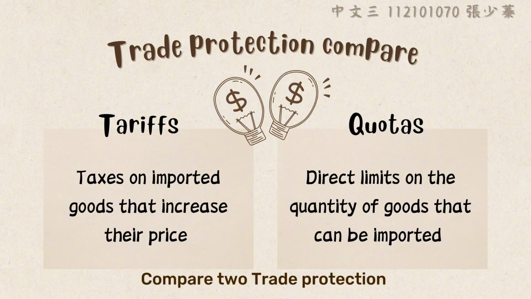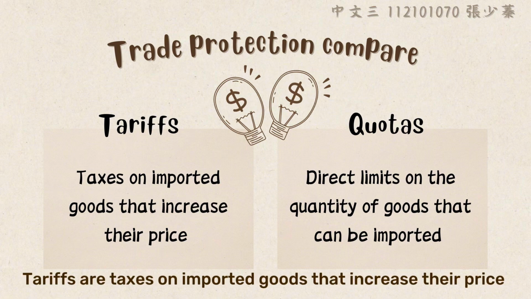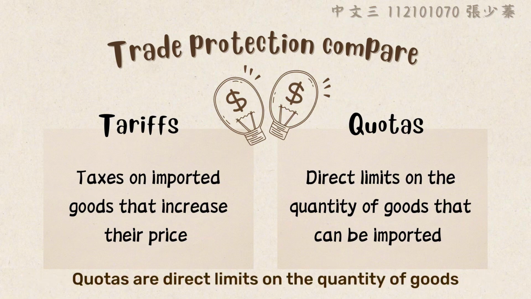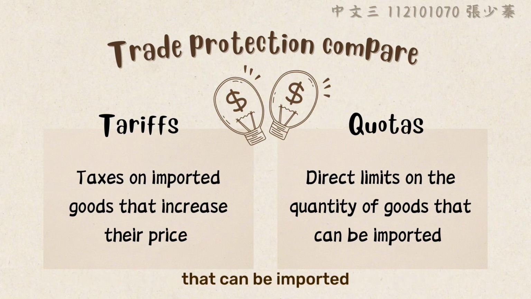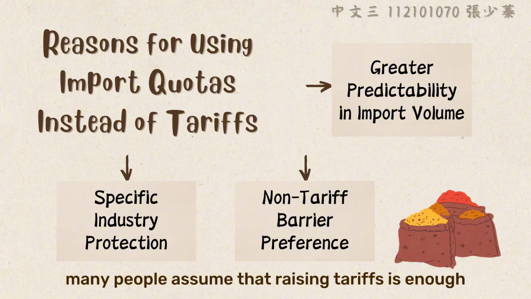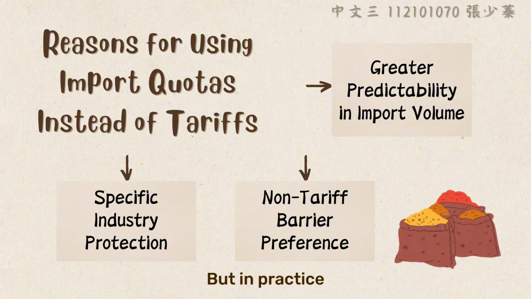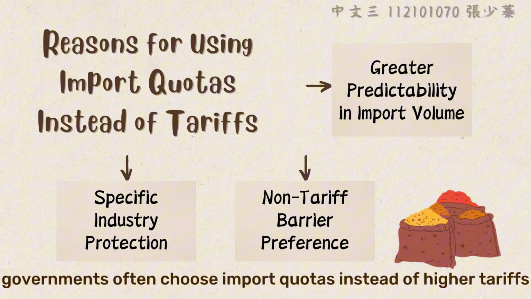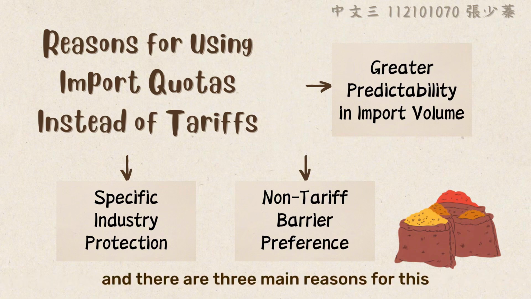Comparing tariffs to quotas as trade protection. Tariffs are taxes on imported goods that increase their price. Quotas are direct limits on the quantity of goods that can be imported. When we talk about restricting imports, many people assume that raising tariffs is enough. But in practice, governments often choose import quotas instead of higher tariffs, and there are 3 main reasons for this.